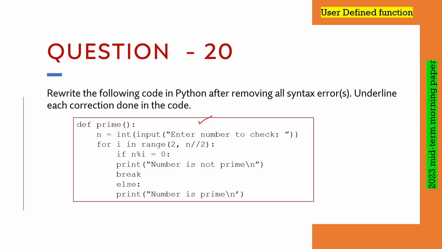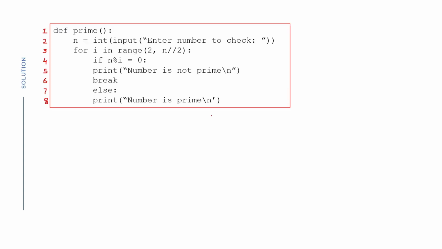In order to do so, first of all we need to do the line numbering, then we'll go line by line to check whether that particular line contains some error or not. If that particular line contains an error, then we'll try to remove that error.